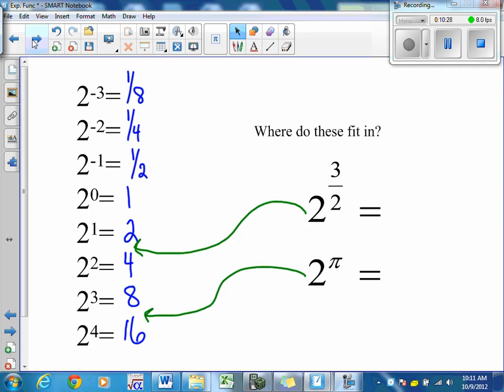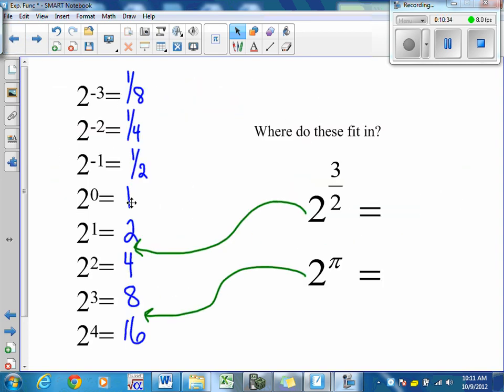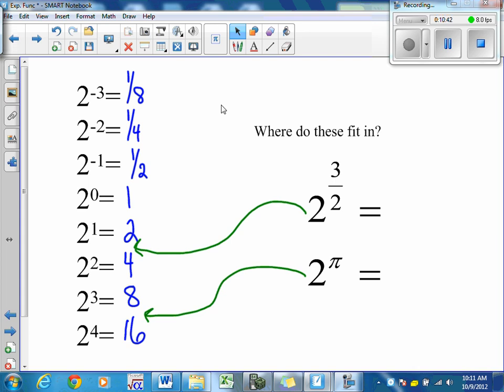Okay, that's where the exponential function comes in. We can put any number in for x. It doesn't have to be whole numbers. We can put in any decimal, any fraction, any irrational number like pi, and raise it to an exponent. Now, many times we're going to need a calculator to help us evaluate that because we can't do 2 to the pi by hand.